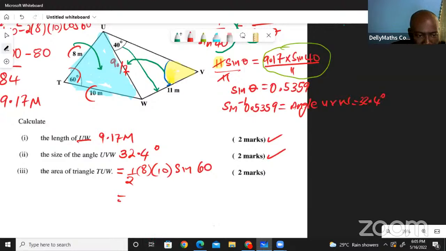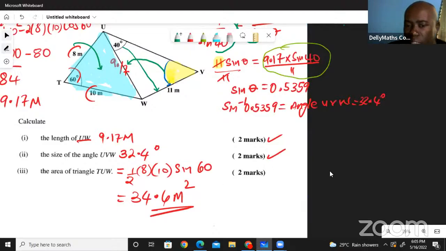And that takes us right back down to 34.6 to 3 significant figures, in square meters. Remember that when they don't tell you what to do, 3 significant figures is one of those default roundings that you can do. Very good. 34.6. I'm looking to see if anybody has come up with that, just before moving on, for verification.